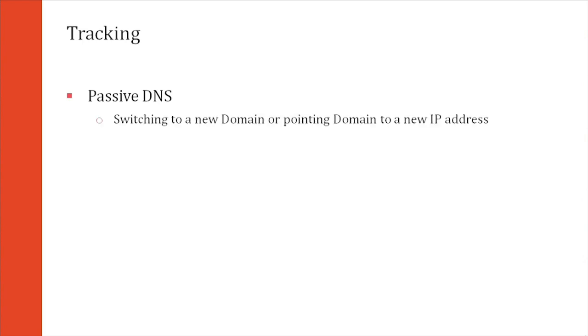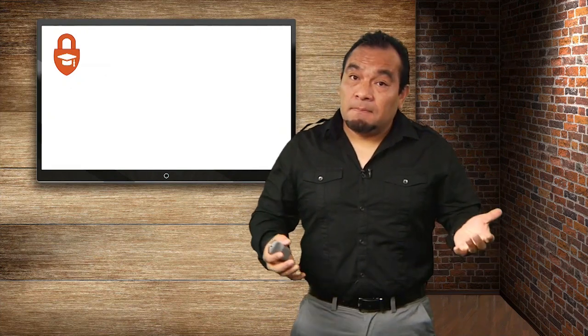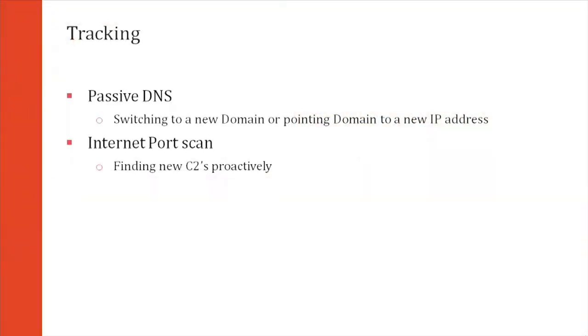We talked about passive DNS. They can switch to a new domain or point a domain to a new IP address, and by querying the passive DNS database, you can know those changes. Okay, and right away you can see that now it is pointing to a new domain, or the same domain is pointing to a new IP address. Internet port scan, that's a risky but very interesting approach. So basically, if you know that the C2 is listening on a specific port or different ports, you can go and scan the internet and find those C2 infrastructures.